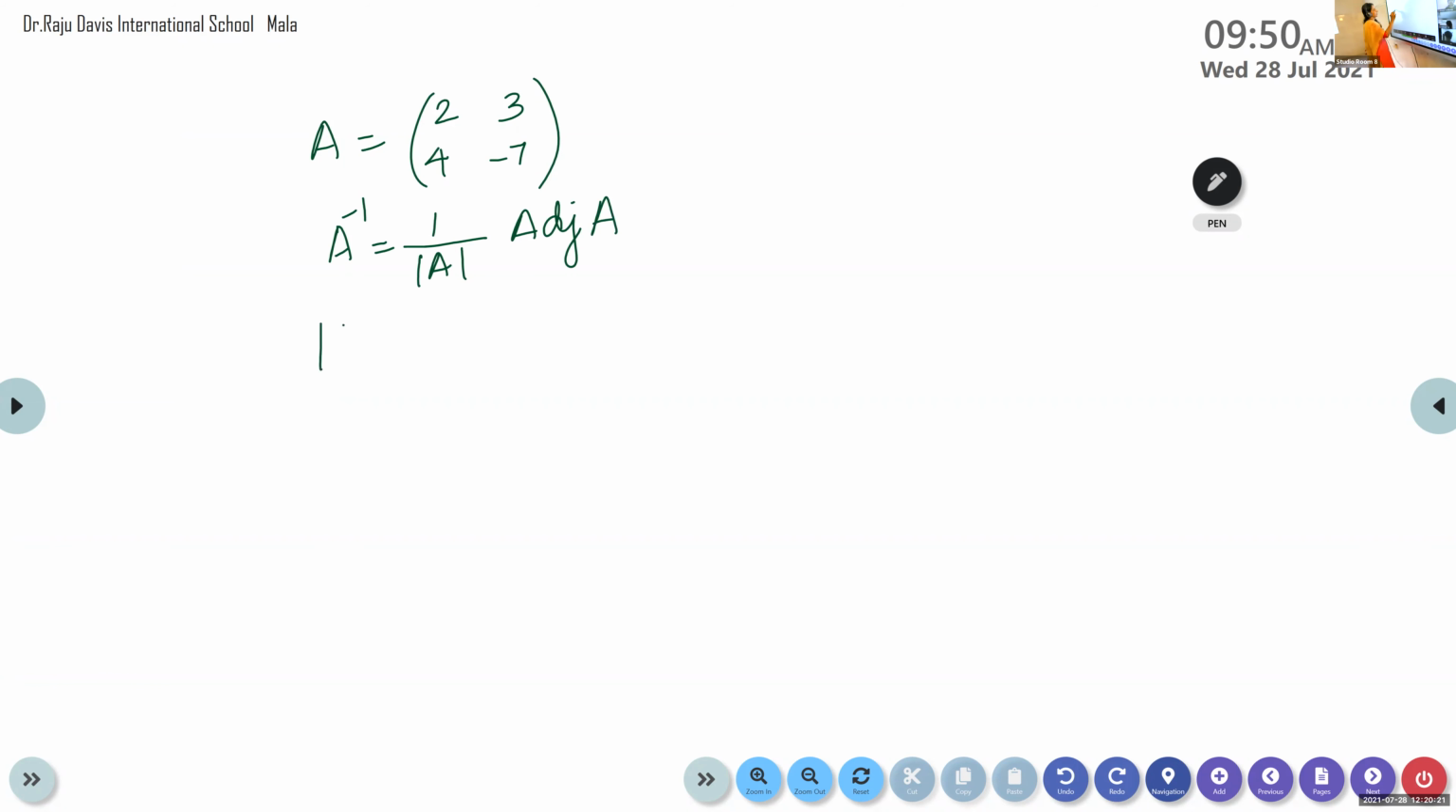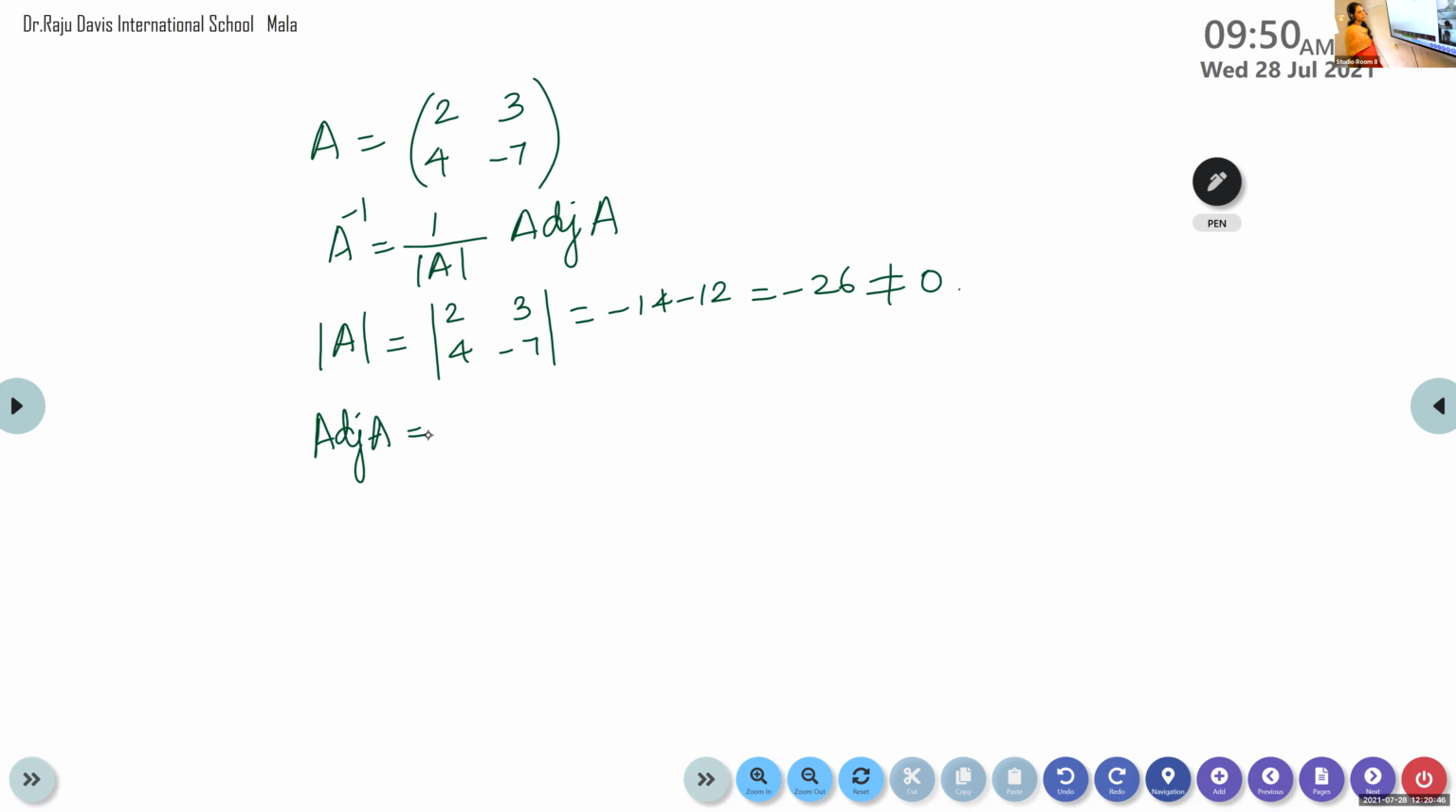So first you find determinant A. When you find the determinant, you will get minus 14 minus 12, which is negative 26, which is not equal to 0. How will you find the adjoint? Adjoint is equal to the transpose of the cofactor matrix.